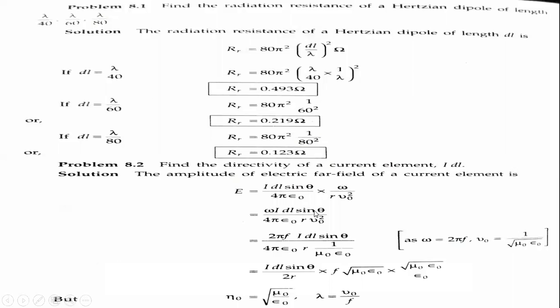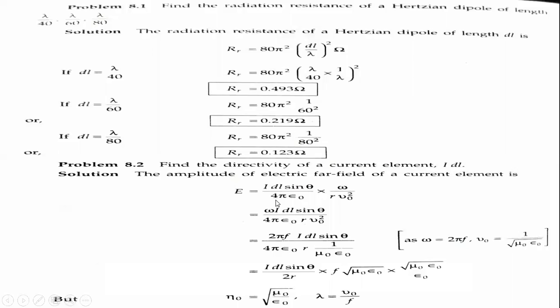So here, where is that? See, this RR is nothing but the 80 pi square, again the dl by lambda. This is nothing but the radiated resistance, because the I square R term is also there. We remember power P is equal to I square R. So at that time, you should remember what is my R. R is nothing but this entire term.